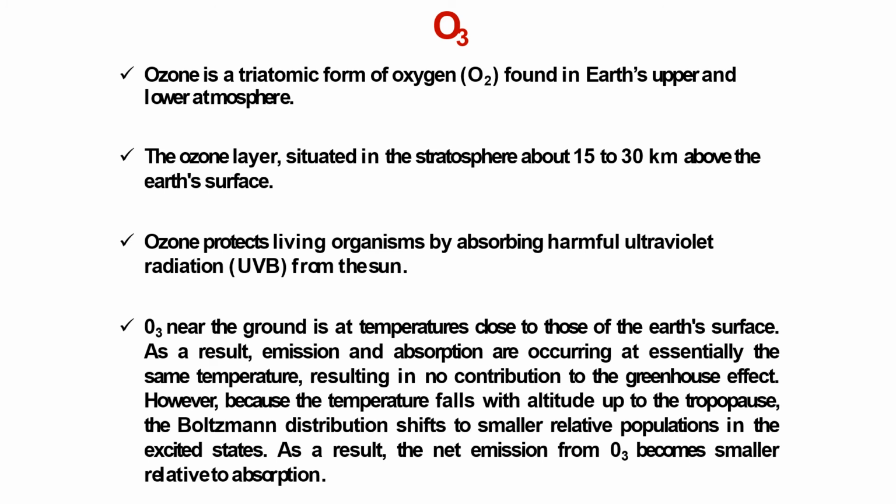Ozone near the ground is at temperatures close to those of the Earth's surface. As a result, emission and absorption are occurring at essentially the same temperature, resulting in no contribution to the greenhouse effect. However, because the temperature falls with altitude up to the tropopause, the Boltzmann distribution shifts to smaller relative populations in the excited states. As a result, the net emission from ozone becomes smaller relative to absorption.